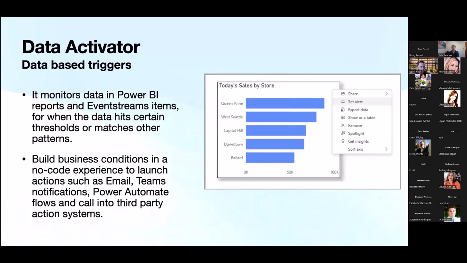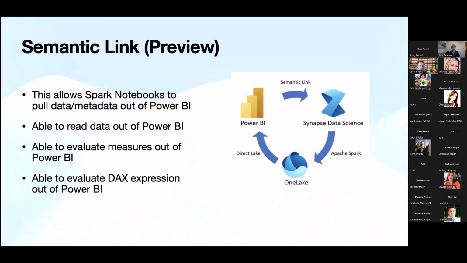Data Activator sounds really nice. You can set alerts within Power BI on your data. It's point and click. You can do emails, Teams notifications, Power Automate, all third-party apps, whatever you want to do. Lots of opportunity here to set up alerts on your Power BI data, which sounds interesting. And then semantic link. This is in preview.